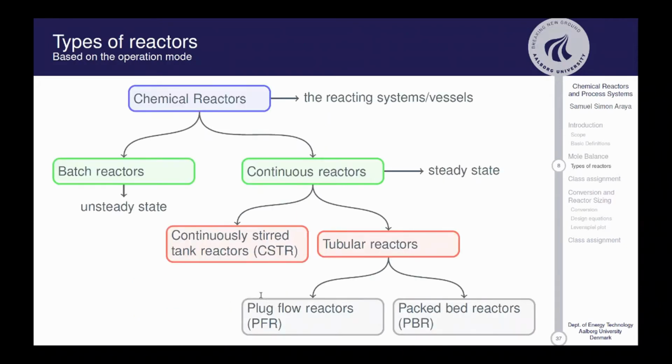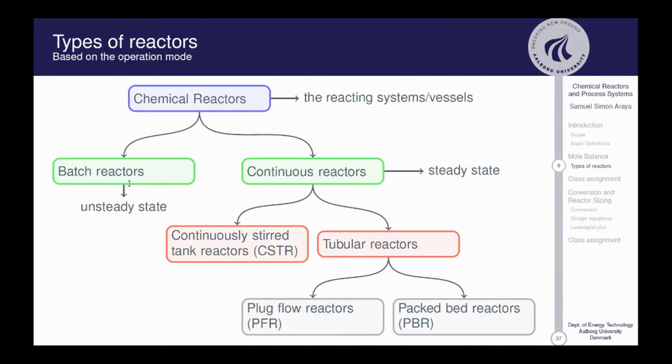But then each one has its own peculiarities, which basically make it that we can simplify that generic equation to fit each and every one of them. So basically, this is chemical reactors, generic. This is our reactant system. And we have two types. We have the batch reactors and the continuous.